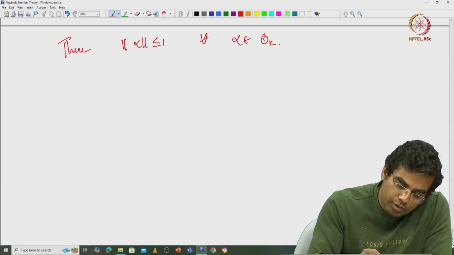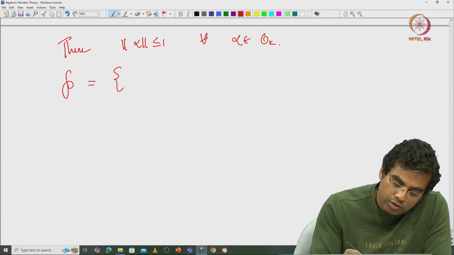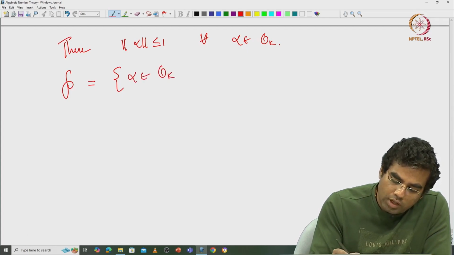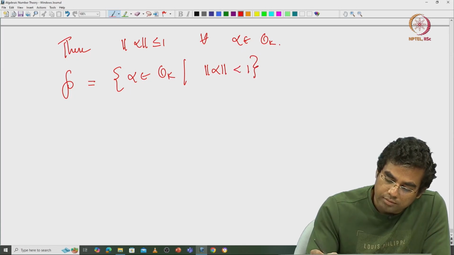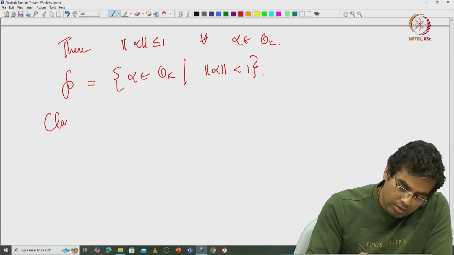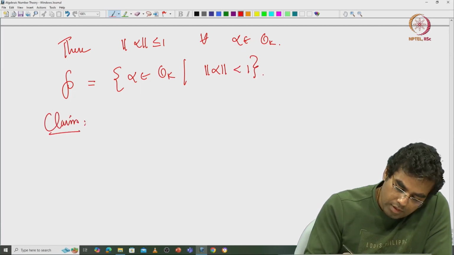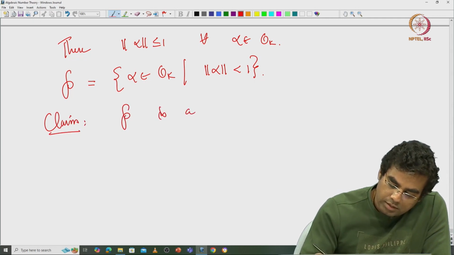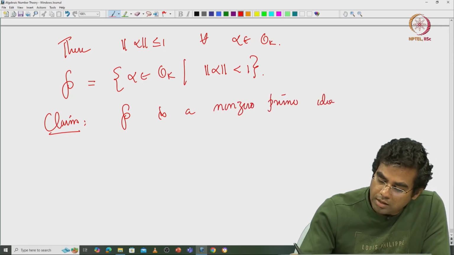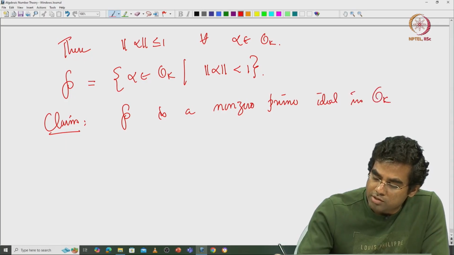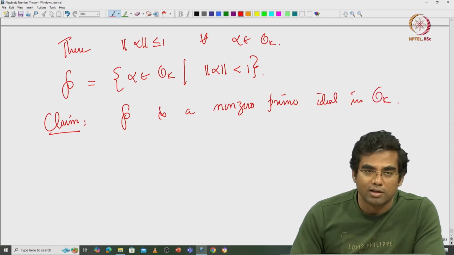So, what I am going to do is define P to be all alpha in OK such that valuation of alpha is less than 1. Okay. So, here are claims. P is a non-zero prime ideal in OK. So, this is how I find my prime ideal, right.